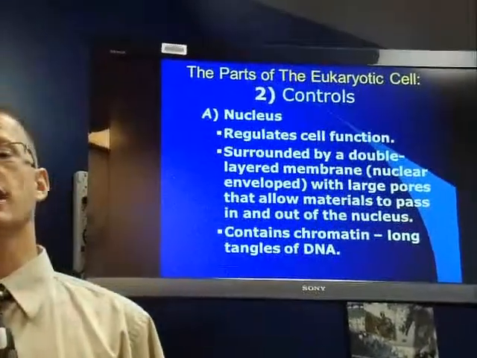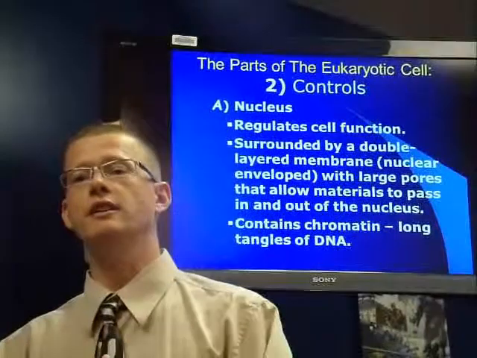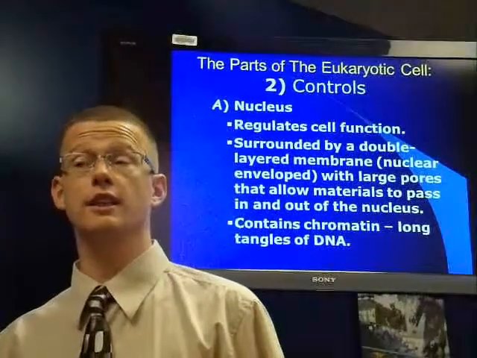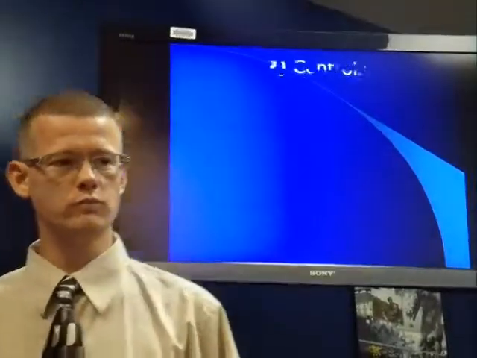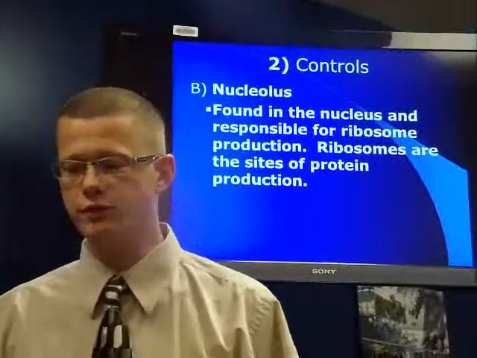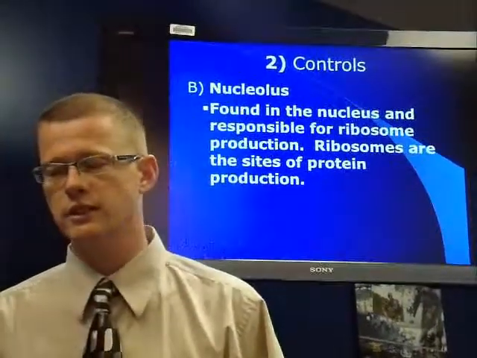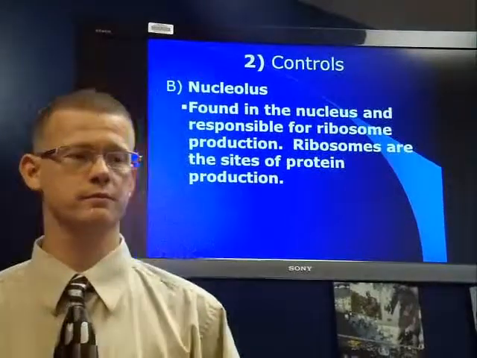It does contain a substance called chromatin as well, which is a long string of something called DNA, deoxyribonucleic acid. It's a building block of your body. It's a blueprint. When we get enough of that chromatin together, kind of like we took a few marbles, that's chromatin. When we take a bunch of those marbles, we put it together, we have something called a chromosome.